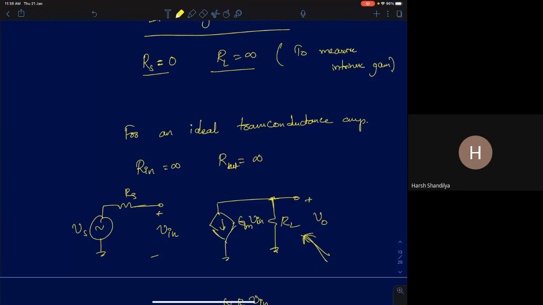Okay. So for an ideal transconductance amplifier, what should be the ideal values of Rin and Rout? For a transconductance amplifier, the input is voltage, and the output is current.